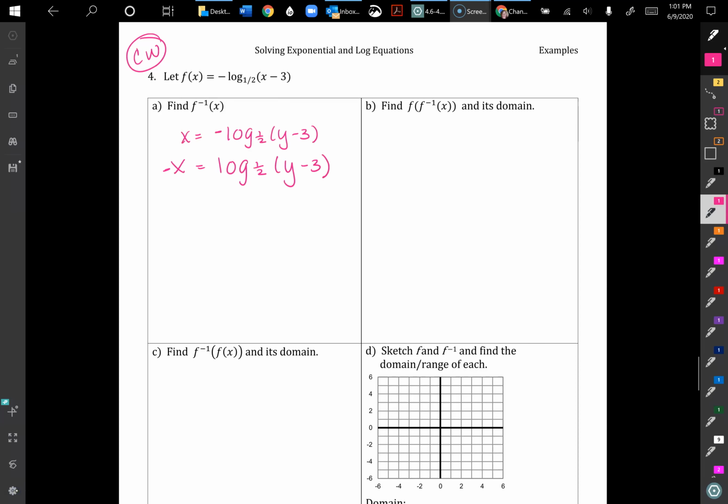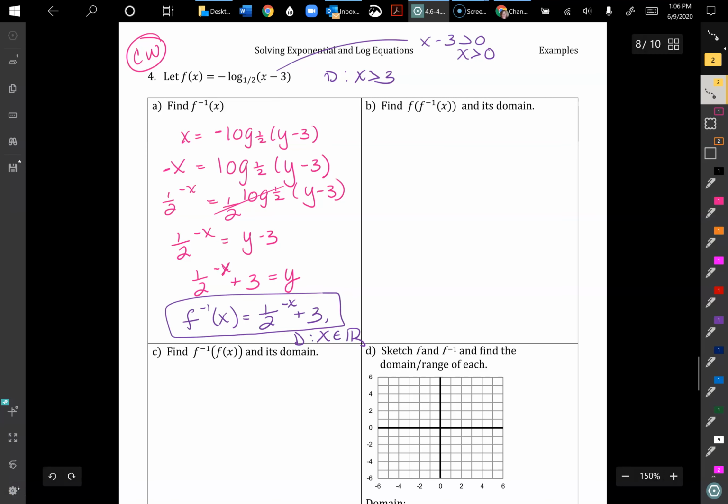One thing before you go off and do this as a classwork though, remember we have a coefficient on here. It's -1, and oftentimes that gets a little confusing. What do I do with that negative? Well, just multiply both sides by -1 and you'll get -x equals log of base half of y minus 3. So that way you're just starting off correctly. I just want to make sure. Think of that like in the other one. You have to isolate your log first, okay?